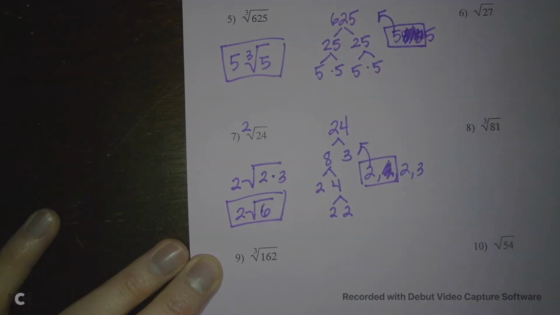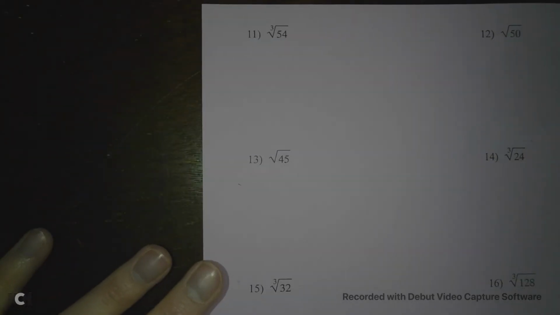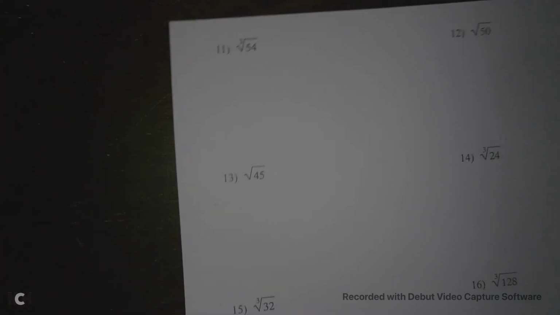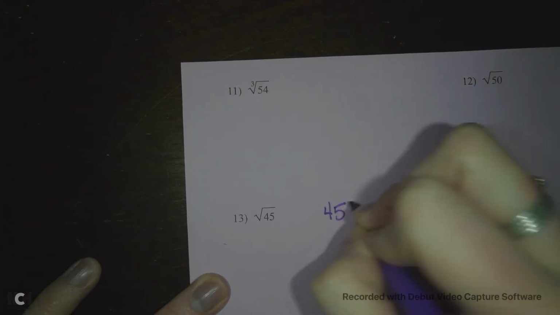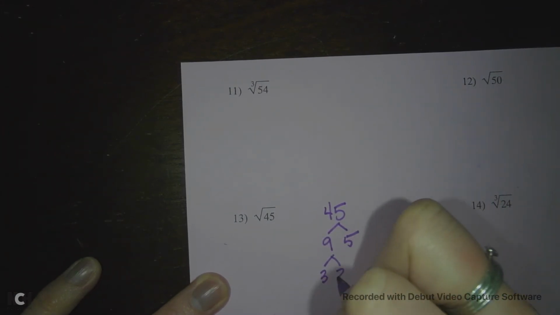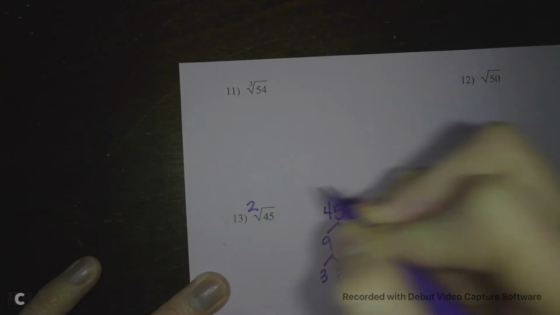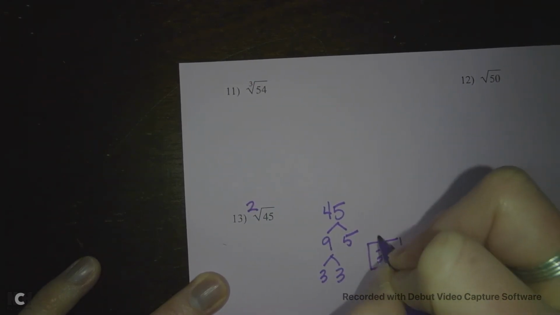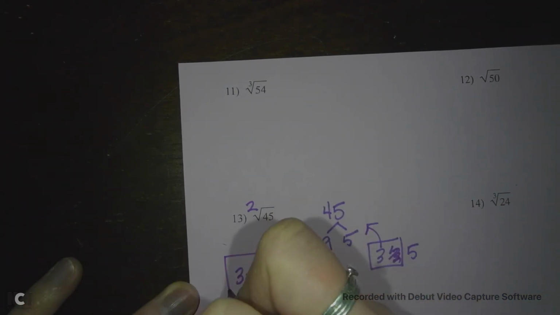Okay, let's look on the back. Let's look at 13. So 13 is 45, again, not a perfect square. So 45 is 9 and 5. 9 reduces to 3 and 3. So I've got 3, 3, and 5. So I'm looking for a pair. So I've got 2 3s. 1 will go out and the other goes away. So I have 3 root 5 as an answer.